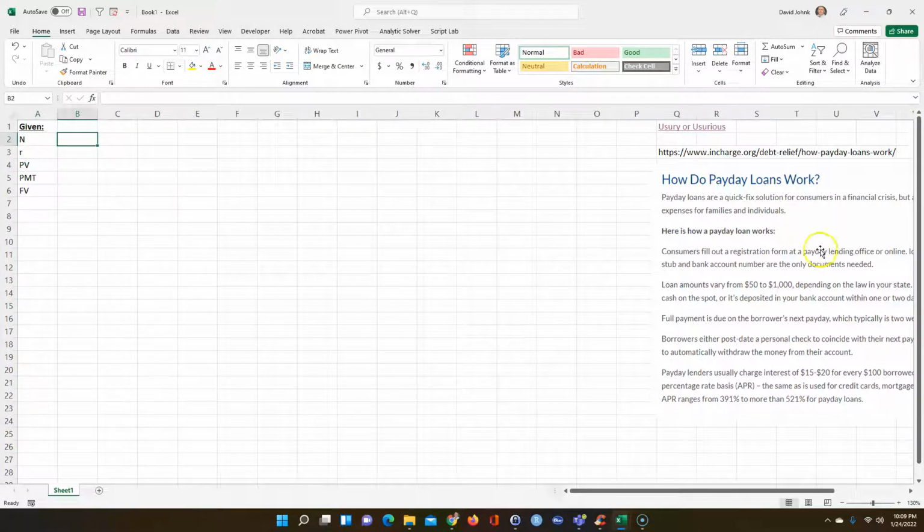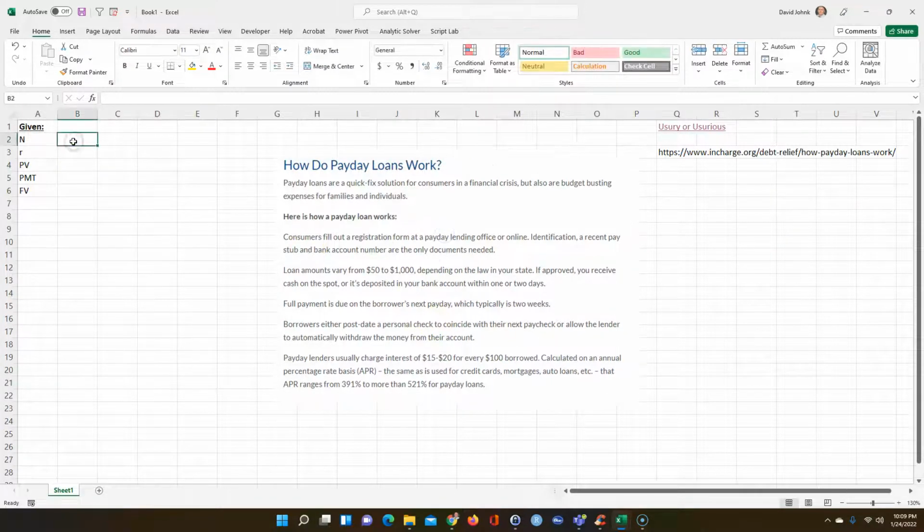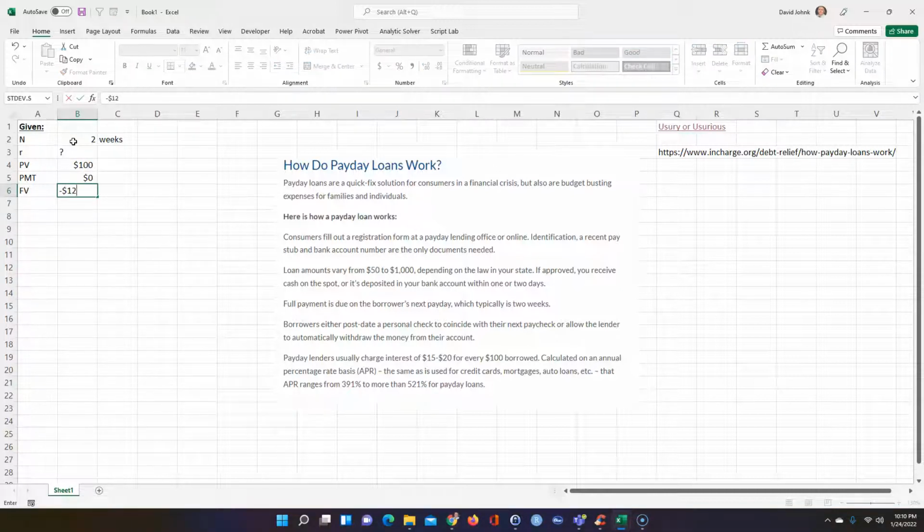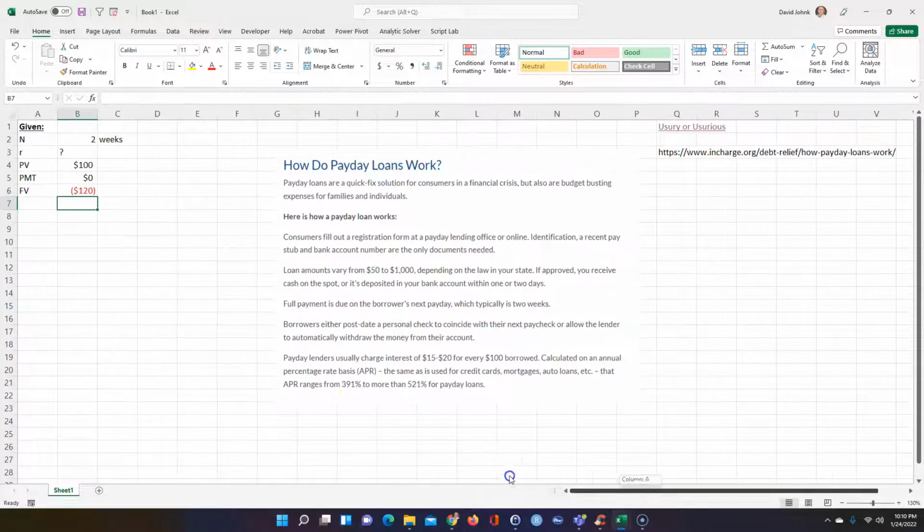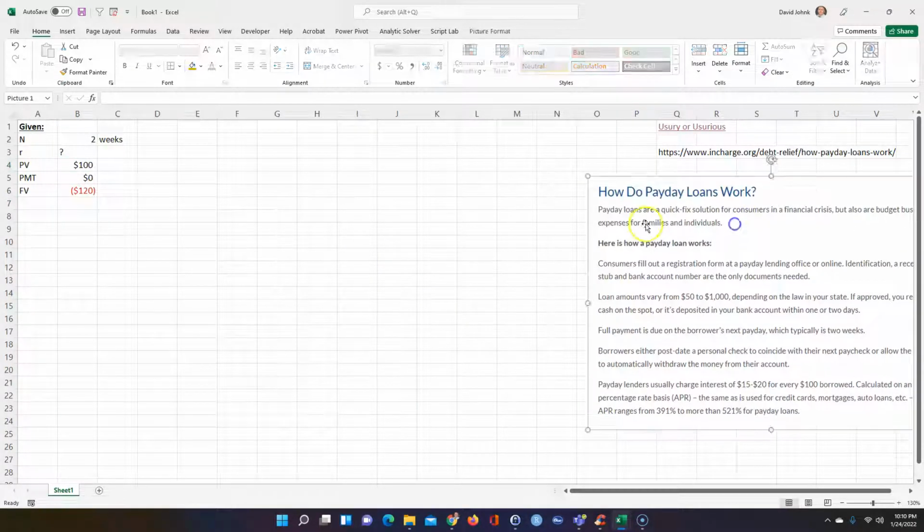And it says over here in this example, typically it's 2 weeks. So the number of periods is 2 weeks, and the rate is what we don't know. We want to calculate this rate, and we'll just use $100. We could do it either way. So I'll say I'm getting $100. We're not going to make any payment, but then at the end of 2 weeks, we're going to pay back. So my cash flow is going to be a minus $120. I'm going to pay my $100 back, plus it says here 15 to 20. So that's what's going on.